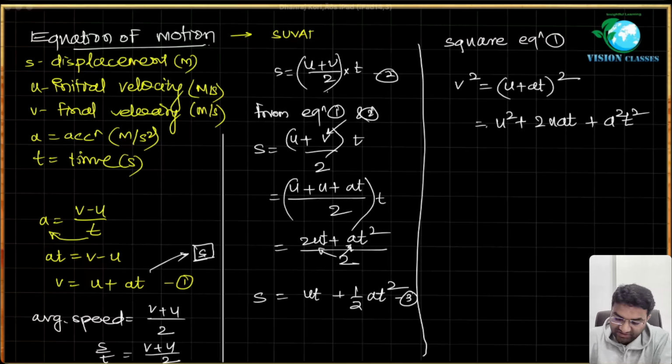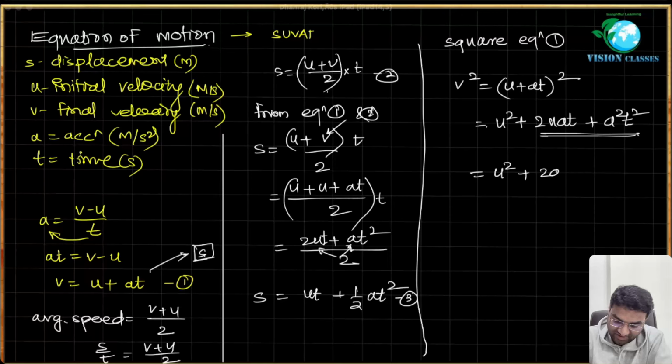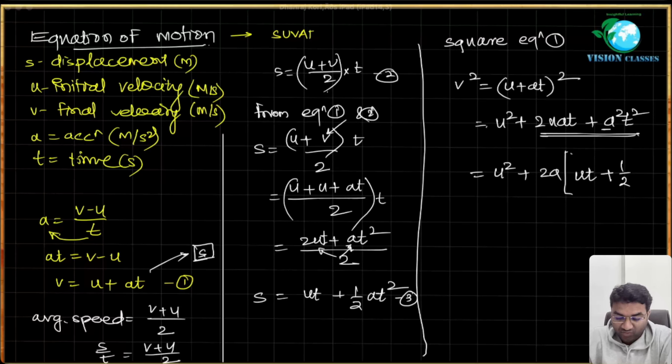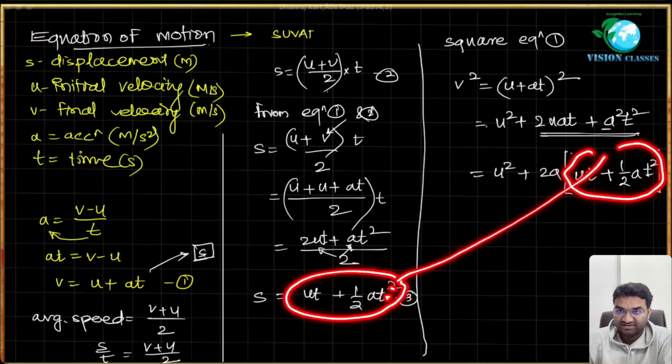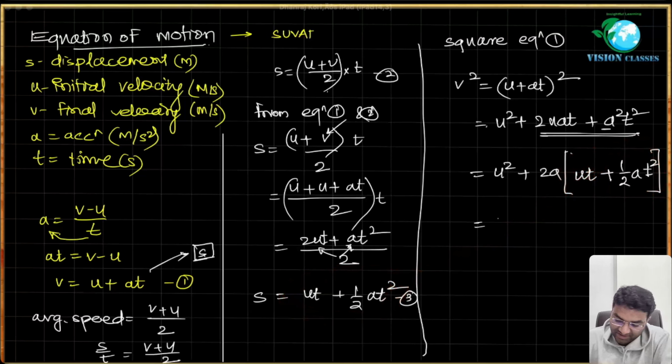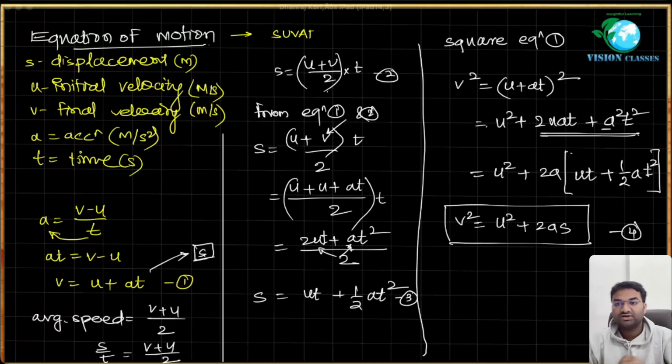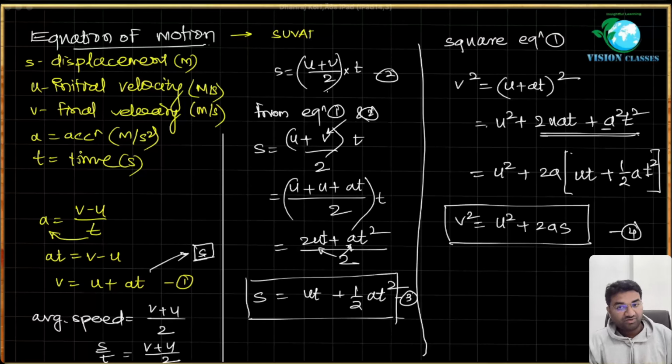Now from this one, we can take out 2a common. So u square plus 2a, and what is left in the bracket is the first part ut. Since we don't have a 2 here, we can take half at square. Now if you compare this one, ut plus half at square, this is nothing but s. So substitute here: u square plus 2as, done. This is v square, and this is the fourth equation. So you must know these 4 equations.